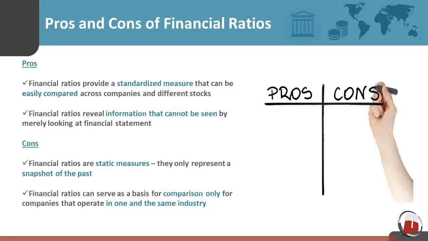Cons. Financial ratios are static measures. They only represent a snapshot of the past. Financial ratios can serve as a basis for comparison only for companies that operate in one and the same industry.